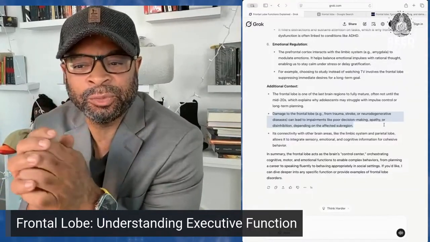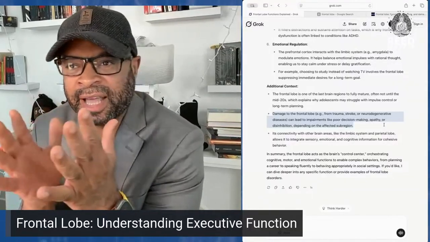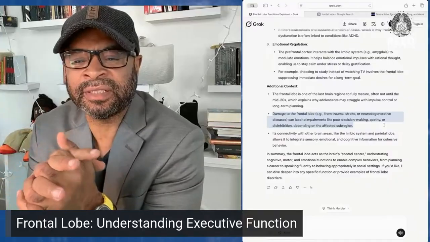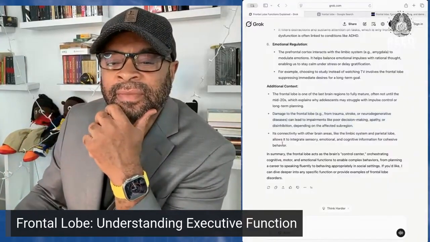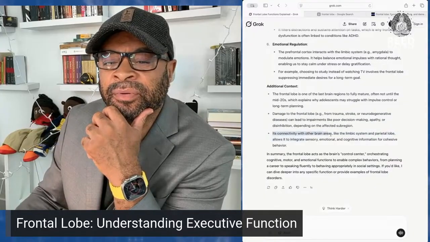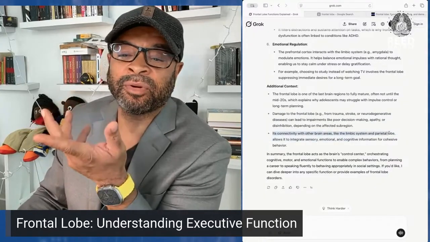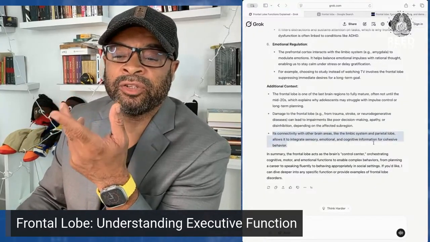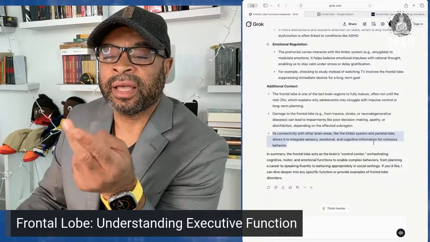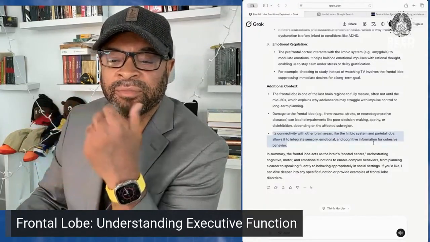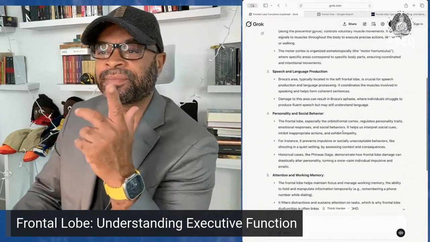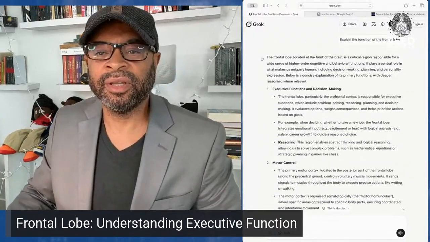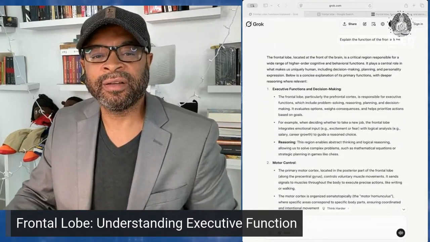Damage to the frontal lobe, you see the impulsivity, the agitation, combativeness, aggressiveness, the unpredictable nature of it all. Its connectivity with other brain regions like the limbic system and the parietal lobe allows it to integrate sensory, emotional, and cognitive information for cohesive behavioral experience. And so this is really interesting on the frontal lobe.